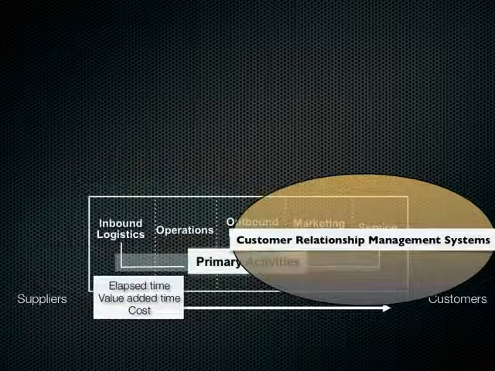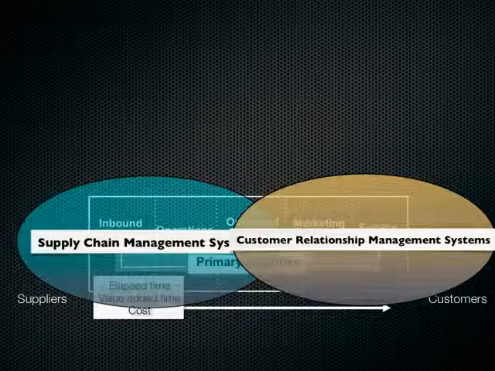Now we compare that to the customer relationship management system, or the CRM, which starts at outbound logistics, taking a look at our finished goods, helping us market and sell our products, and then after-sales service. Customer relationship management systems have to do with customer-facing systems, and those systems that help us understand what our customers want and need from us. And we overlay both of these together, and we see that they overlap in outbound logistics. We'll talk more about that in a moment.